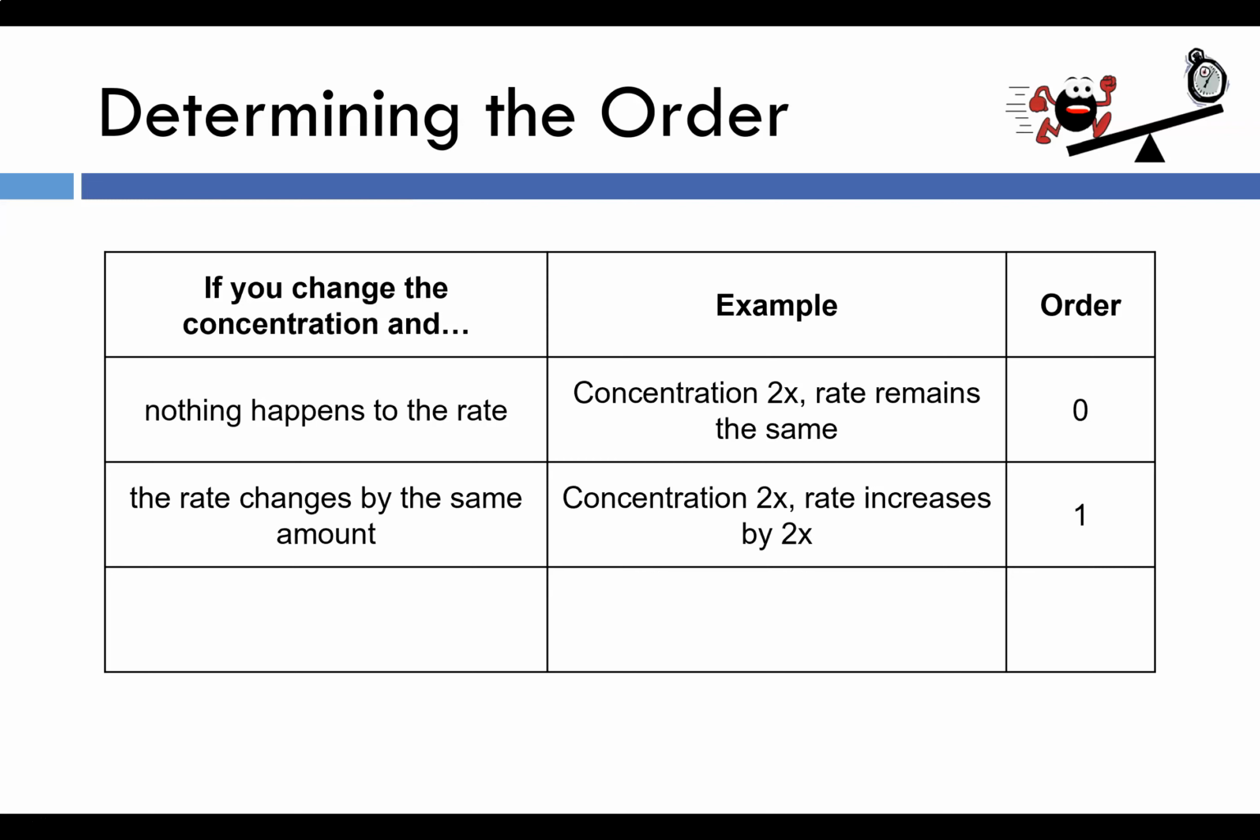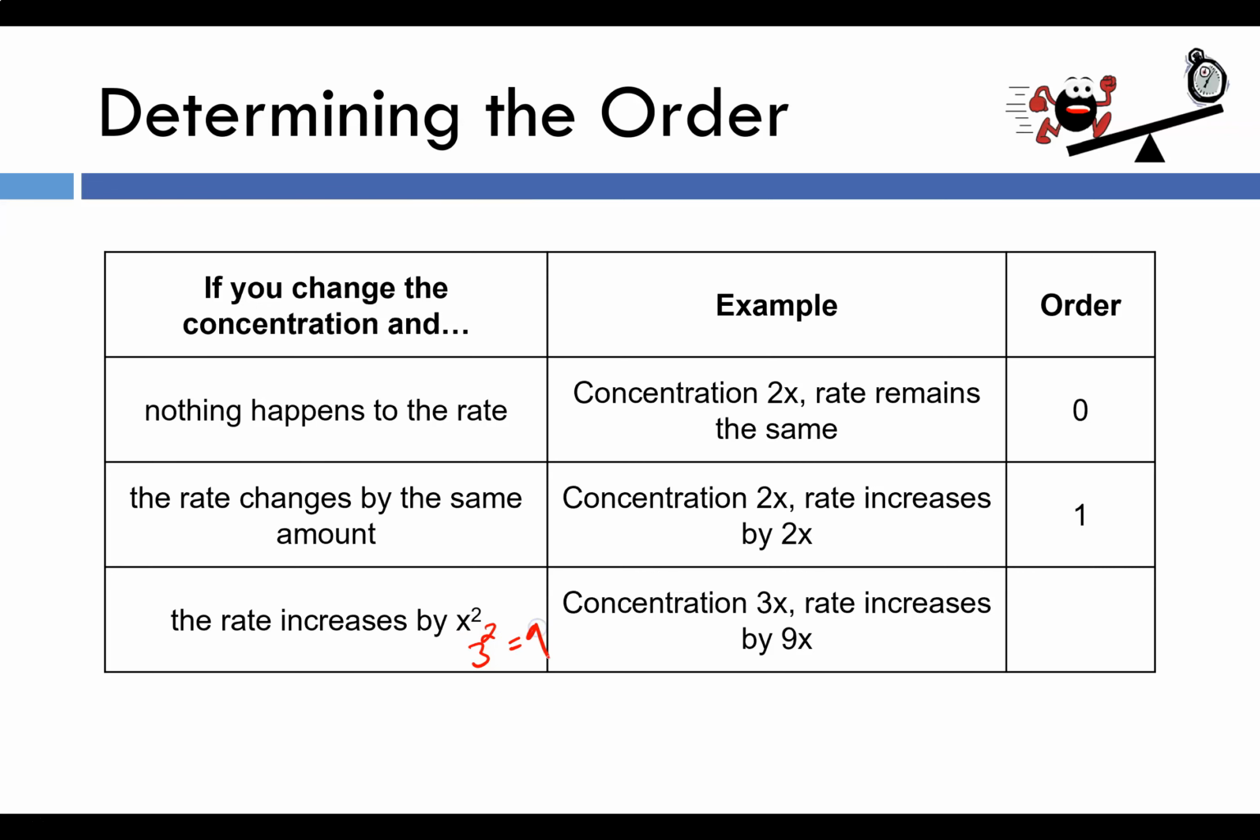And finally, if you change the concentration by a factor of x and the rate changes by a factor of x squared. So let's say you triple the concentration of one of your reactants and the rate increases by 9-fold. So we put 3 in for x, 3 squared equals 9. That is representative of a second order reaction. There are negative orders possible, there are fractional orders possible. We're going to keep it relatively straightforward and for the most part play around with just these 3.